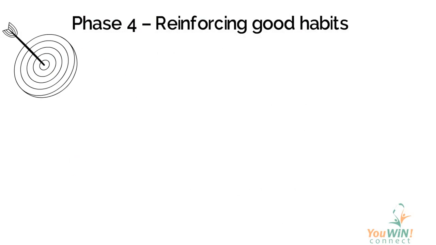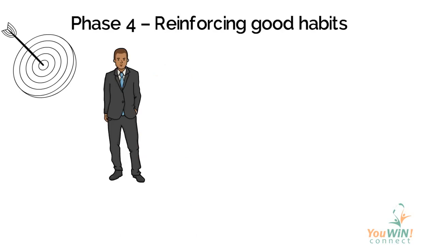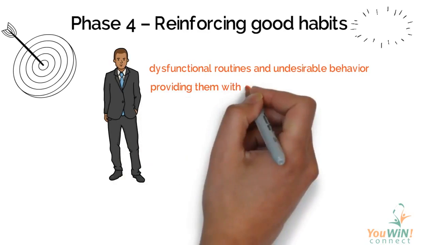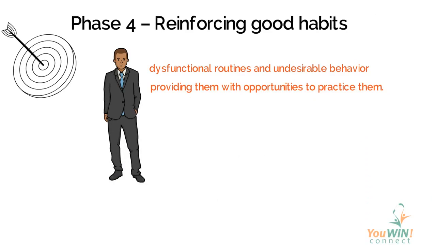Phase 4. Reinforcing good habits. So what is the goal of reinforcing good habits? The toughest challenge for leaders during change projects is to prevent staff from backsliding into dysfunctional routines and undesirable behavior. It is easy for people to revert to their old habits as they can be triggered automatically and unconsciously by familiar circumstances and stimuli. Hence, the leader needs to help them maintain new sets of behavior by providing them with opportunities to practice them.